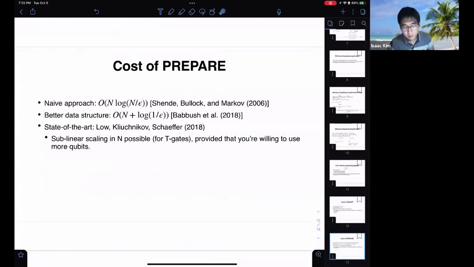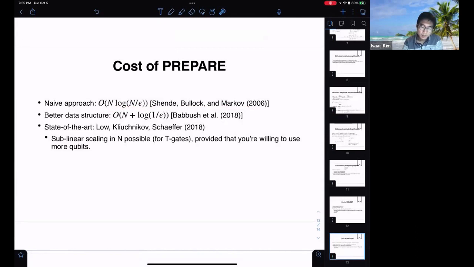And what about the prepare? This question of synthesizing an arbitrary quantum state is a very often asked question in quantum computing. And these folks, Shende, Bullock, and Markov, showed a method to do that. And it scales, again, almost linearly with n.